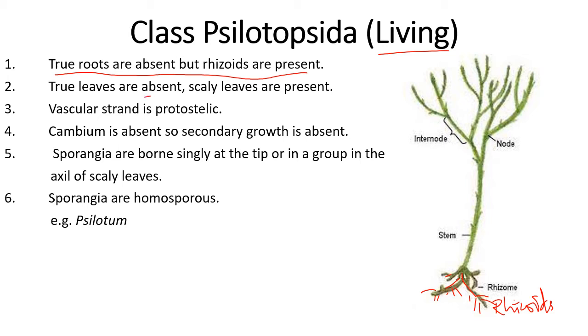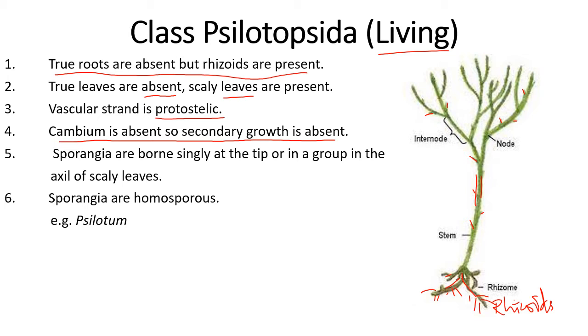Then true leaves are absent, scaly leaves are present. Here you can clearly see small appendages, and these are actually the scale leaves. Then the vascular strand is protostelic. This is a primitive kind of stele, exactly as you have seen in the previous form, that is Rhynia. Similarly, cambium is absent, so secondary growth is absent. The thickness of the stem proves that secondary growth here is completely absent.